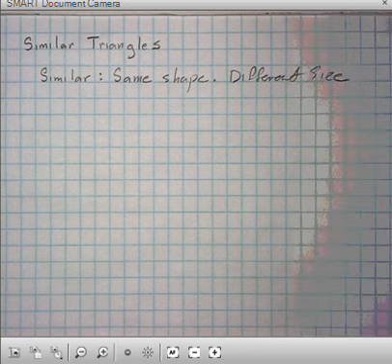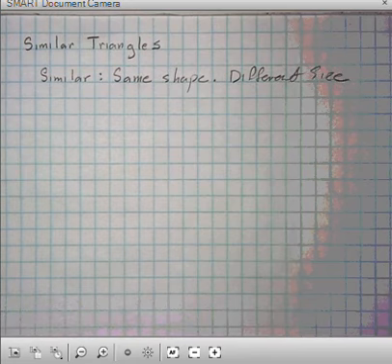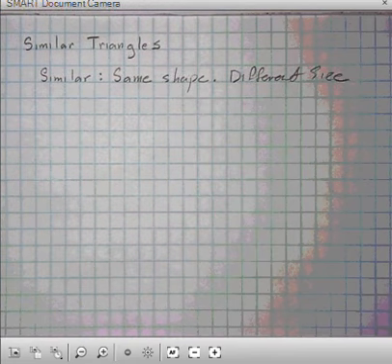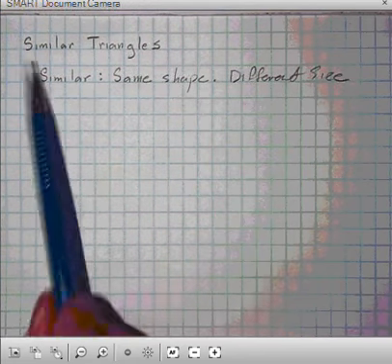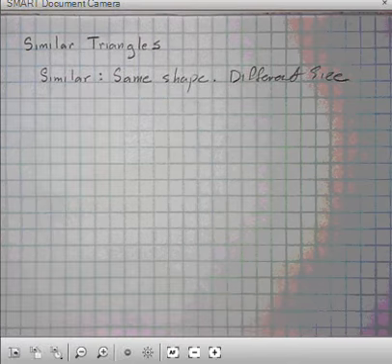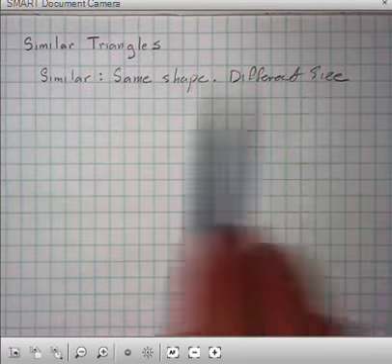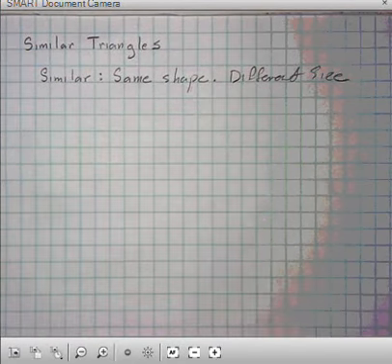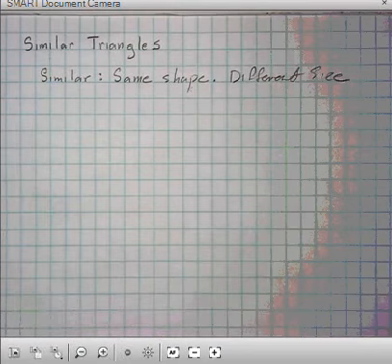Closely related to what we did yesterday. Yesterday we looked at congruent triangles. We found that congruent meant that it was the same shape and the same size. Today we're dealing with something similar. Similar triangles mean that they're the same shape, but they're different sizes. But we're going to be using a lot of the same congruency in order to make correlations.